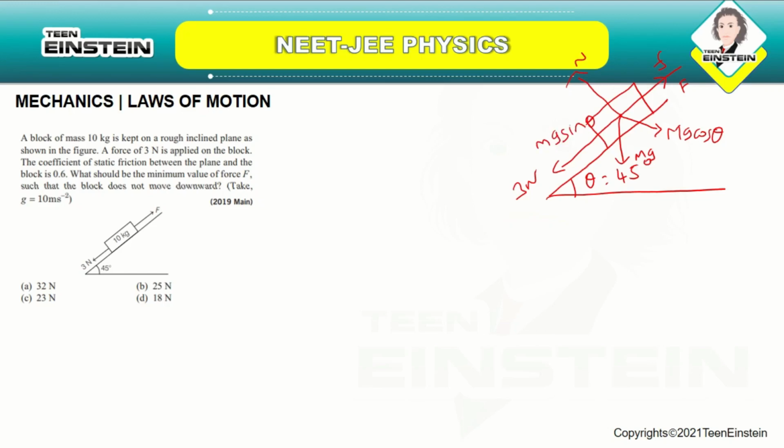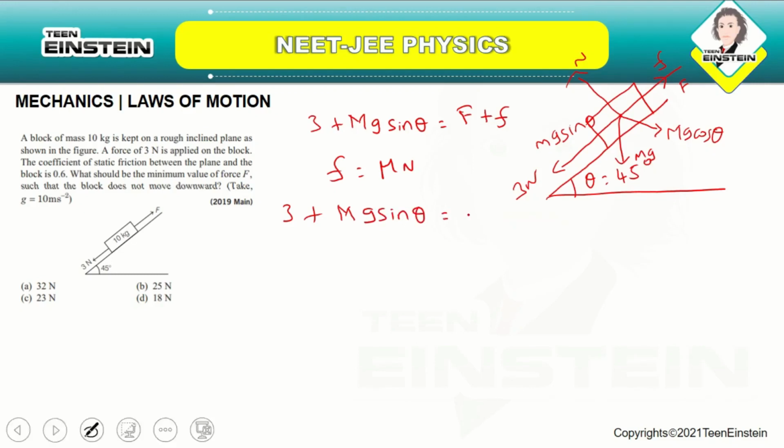Okay, so now you can add the forces. Here you are having 3 plus mg sin theta is equal to F plus f, where f is the friction. So we know that f is equal to mu into N. So you will be having 3 plus mg sin theta is equal to F plus mu N, and mg cos theta will be equal to N.